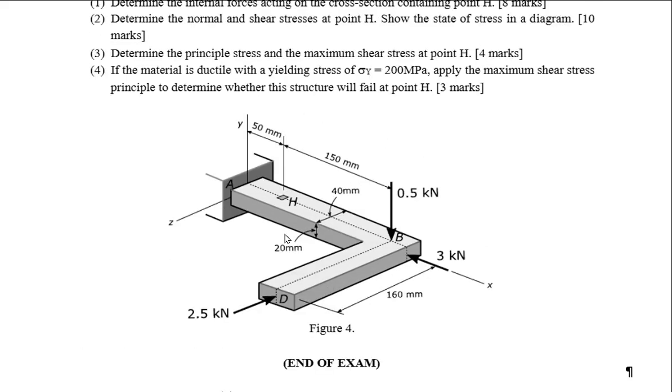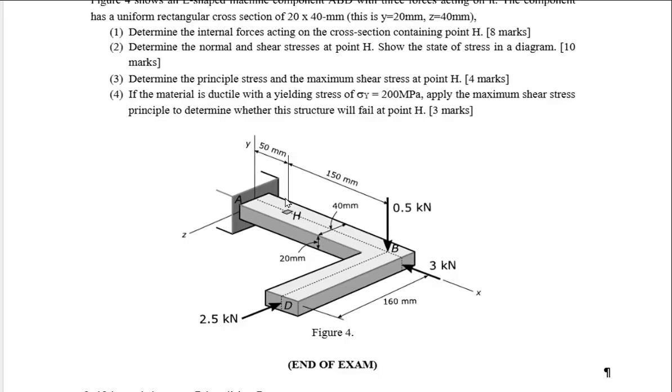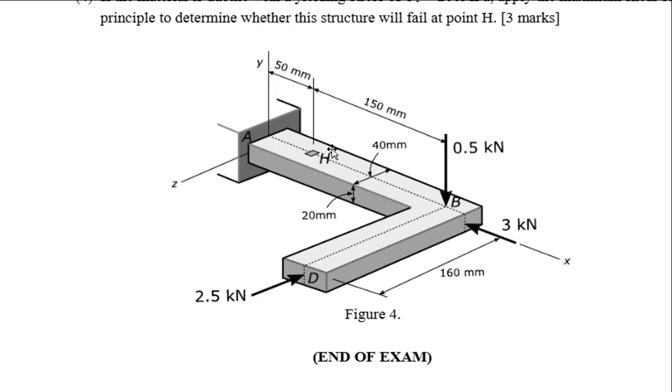H is a tiny patch at the top surface of the beam, 50 mm away from its base, which is fixed to the wall in a cantilever fashion. Okay, three external forces: 2.5 kilonewton, 0.5 kilonewton, and 3 kilonewton.